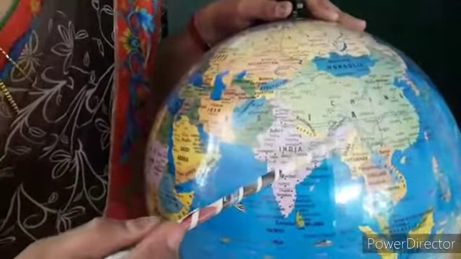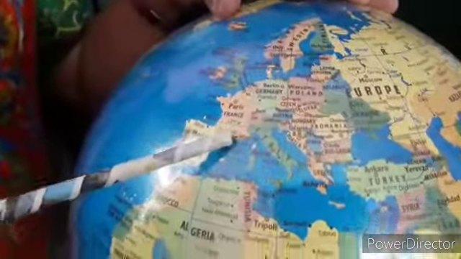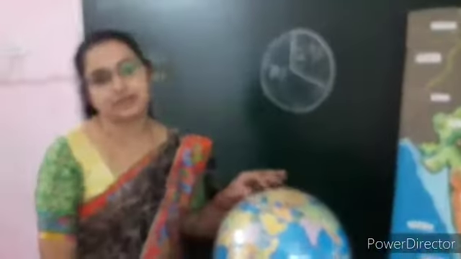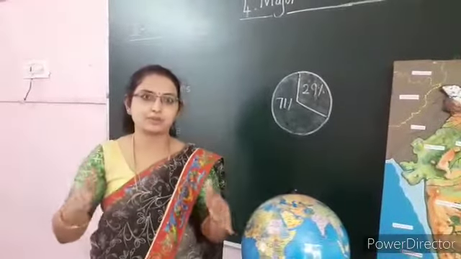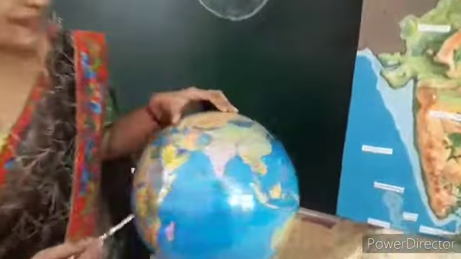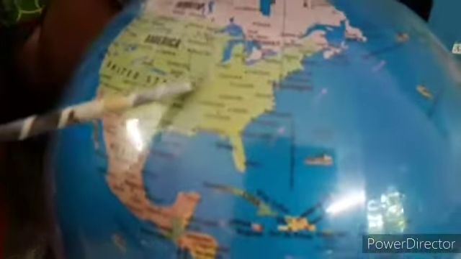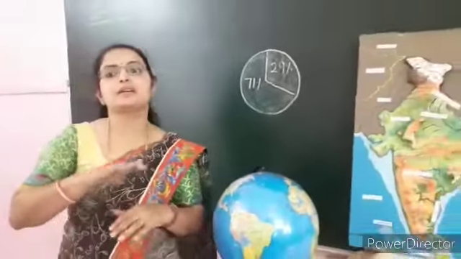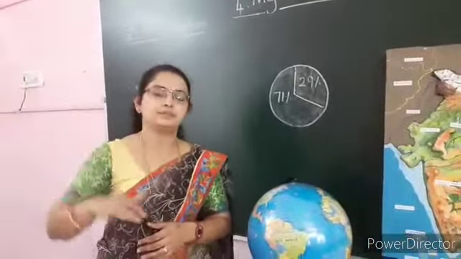The Himalayas in India and the Alps in Europe are young mountains. They are high and have steep slopes and conical peaks. The Aravallis in India and the Appalachians in North America are old mountains. They are very low and have rounded peaks.